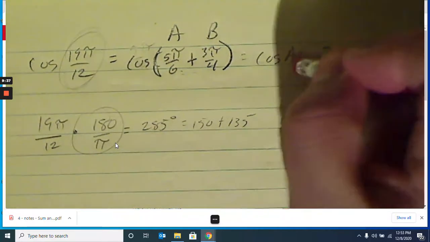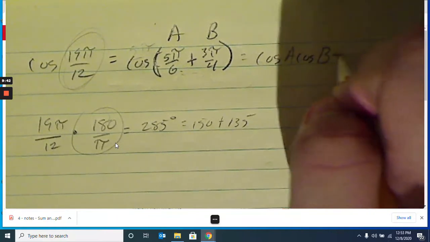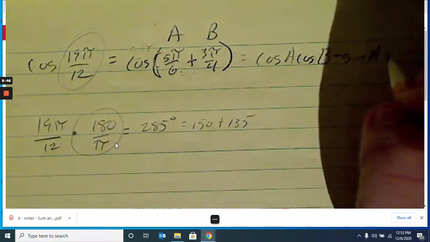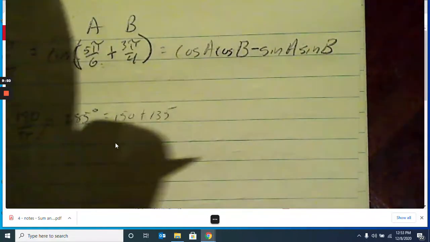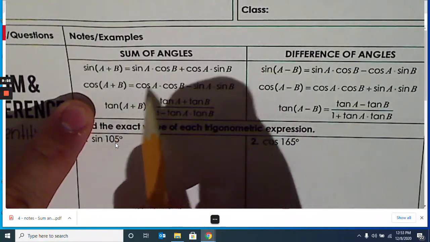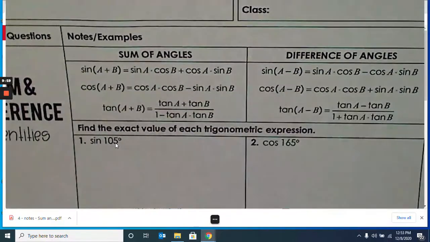I'm sorry, this is cosine. Cosine A, cosine B minus sine A, sine B. Okay, notice it's a different formula. Kind of like that. And again, if you're not sure where I got that from, here, cosine of A plus B is equal to cosine, minus sine.